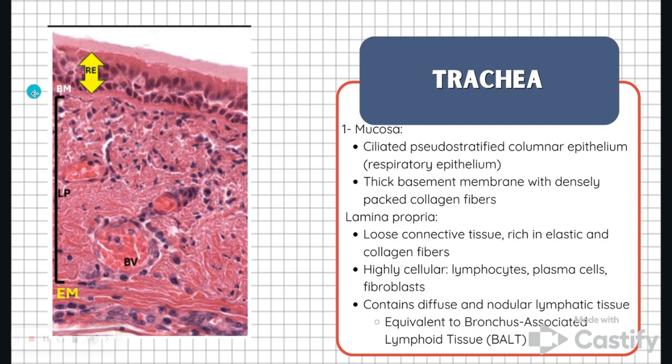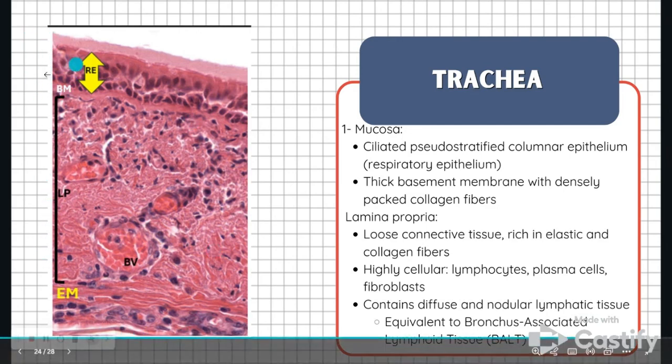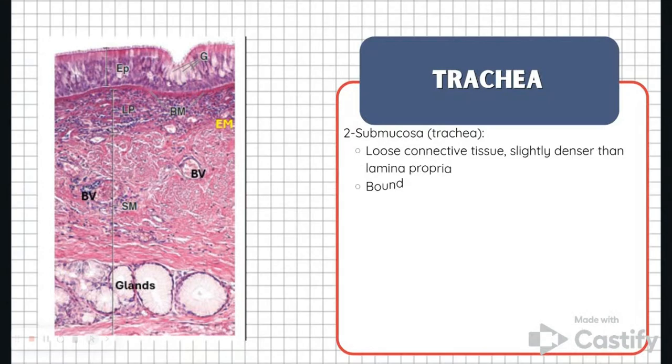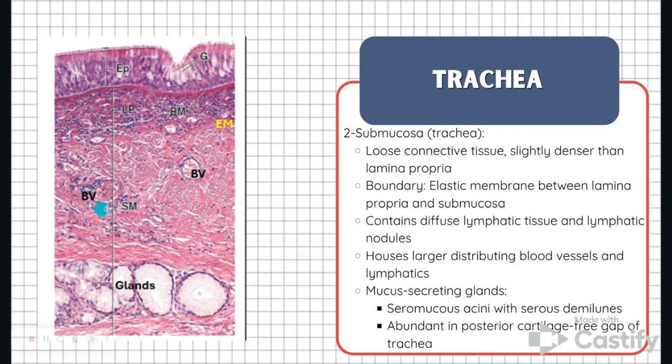All of this is going to be the mucosa. Okay? Mucosa. Now, we're going to shift over to submucosa. So everything, lamina propria, basement membrane, and epithelium, these are the mucosa. Now, we're going to talk about the submucosa, where it's going to start a little lower.